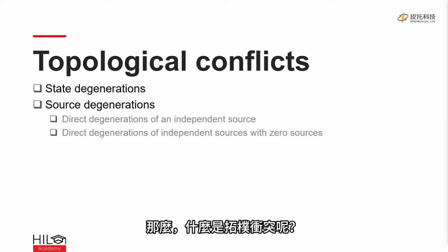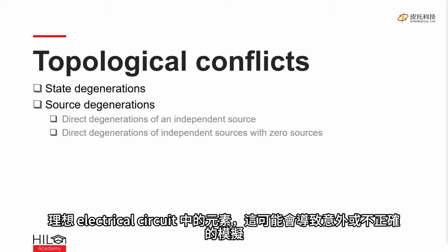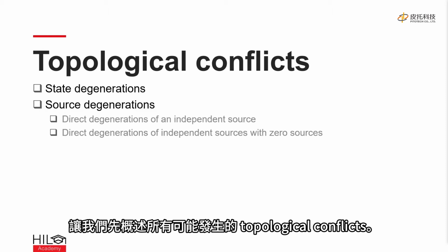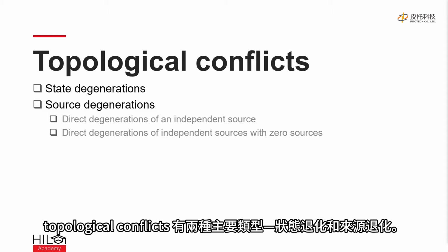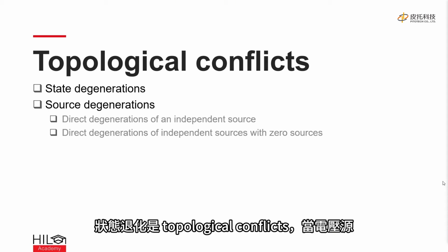So, what are topological conflicts? Topological conflicts are a set of modeling problems that arise due to a specific combination of elements within the ideal electrical circuit, which can cause unexpected or incorrect simulation results. Let's start with an overview of all the topological conflicts that could occur. There are two main types of topological conflicts: state degenerations and source degenerations. Let's dive into state degenerations.